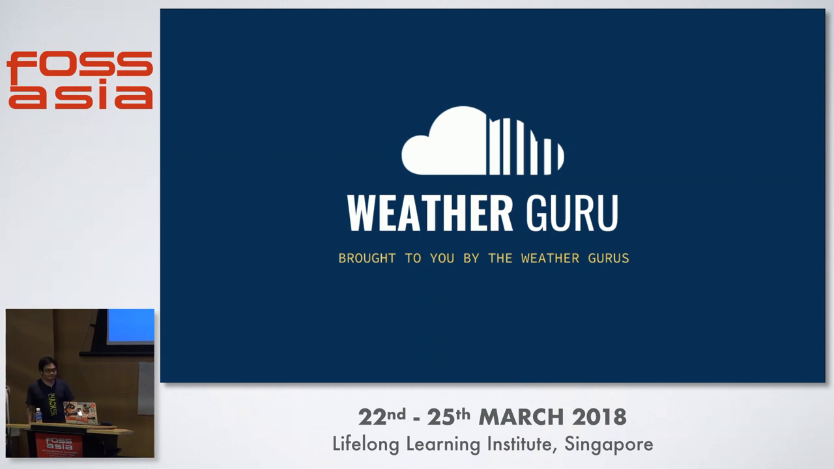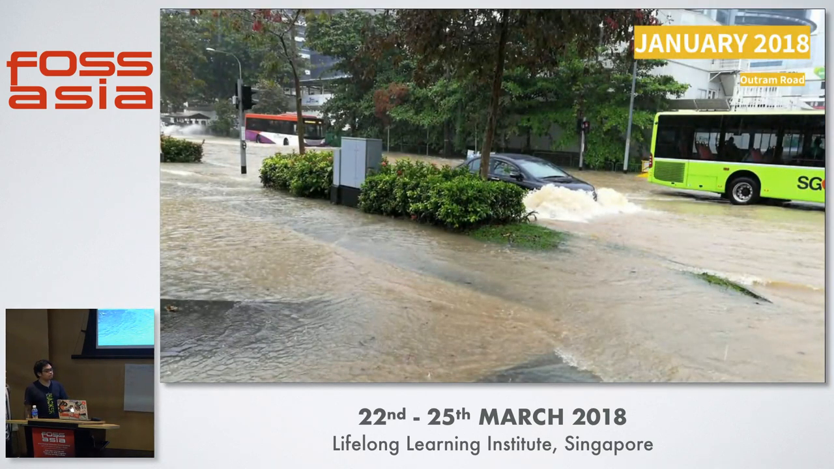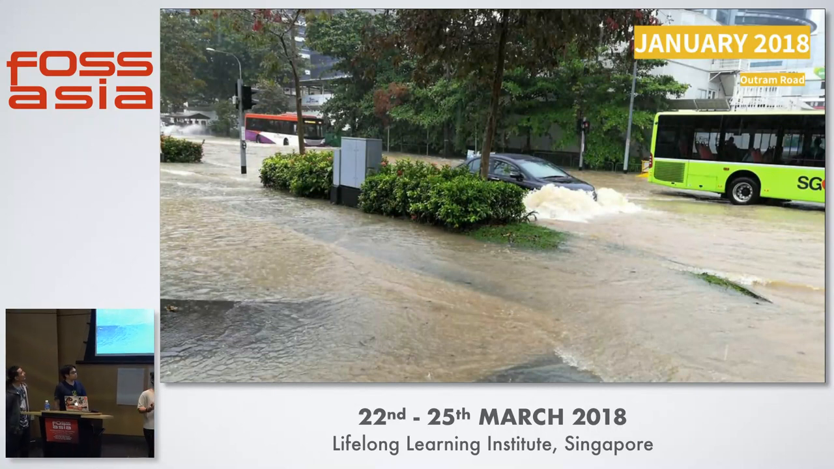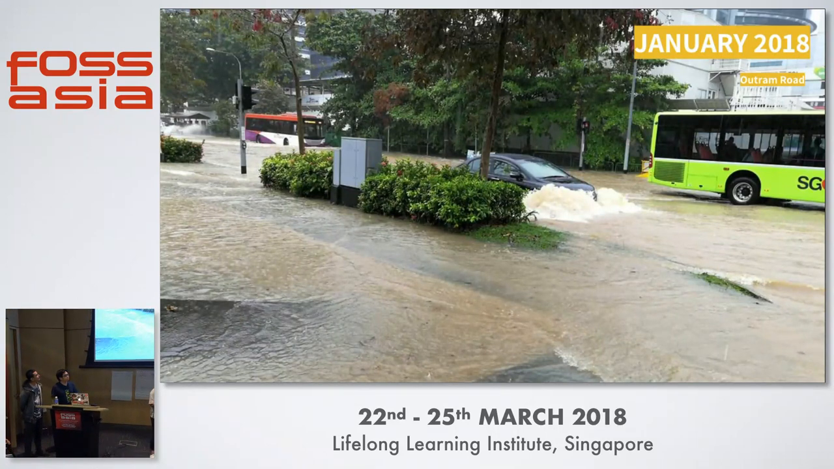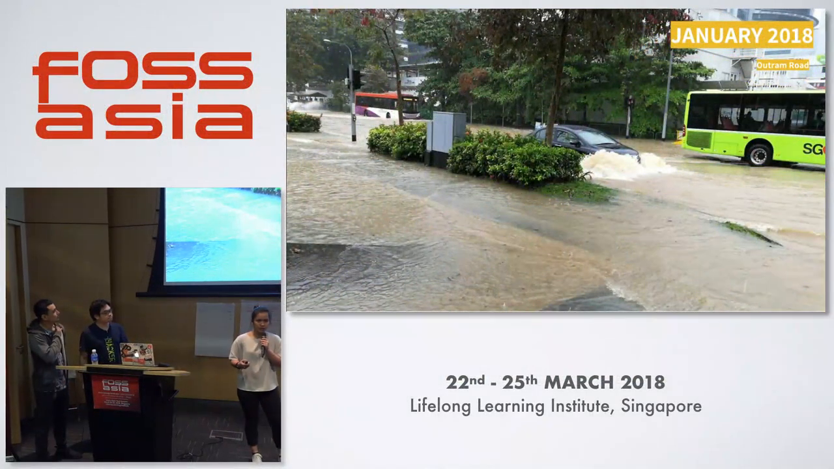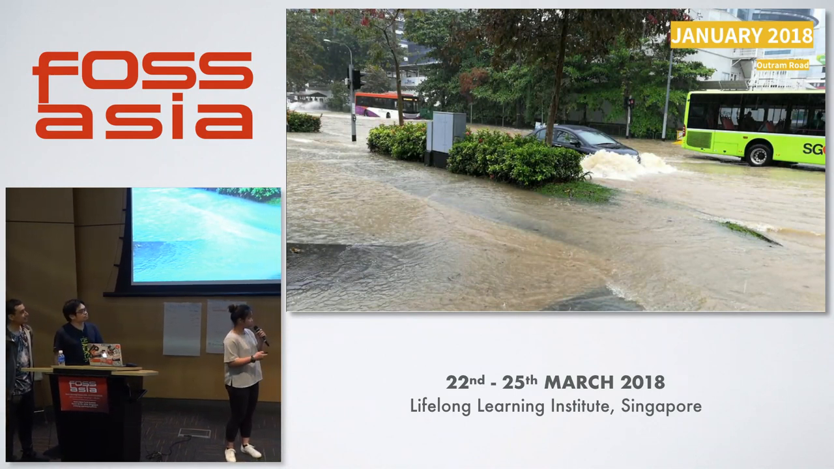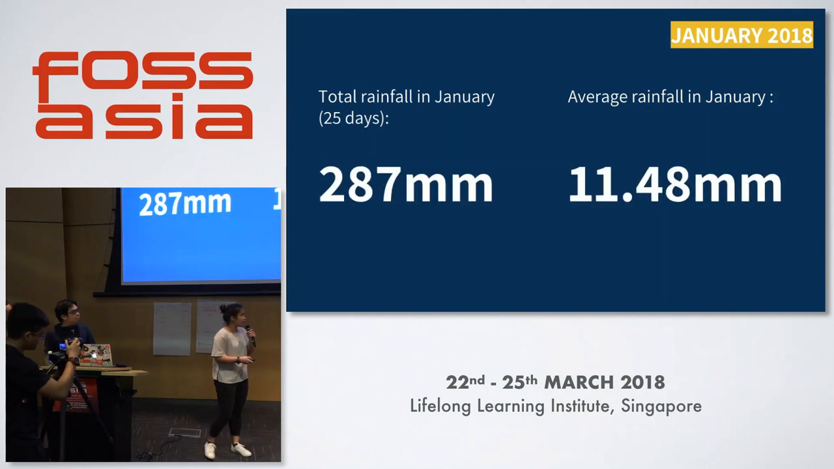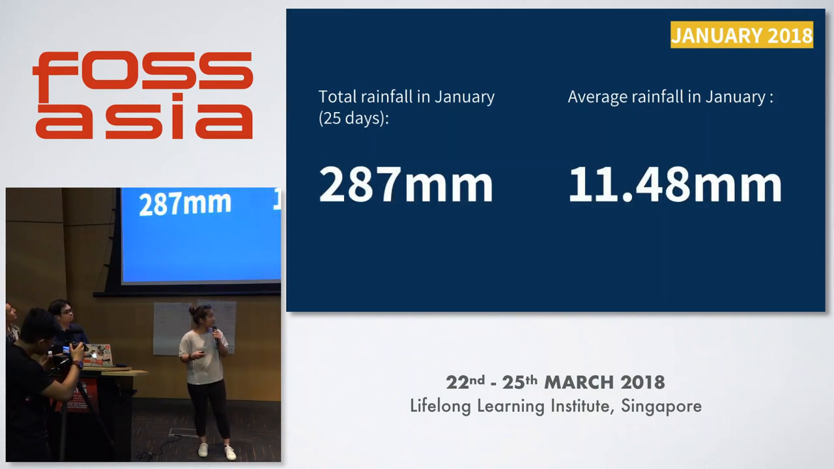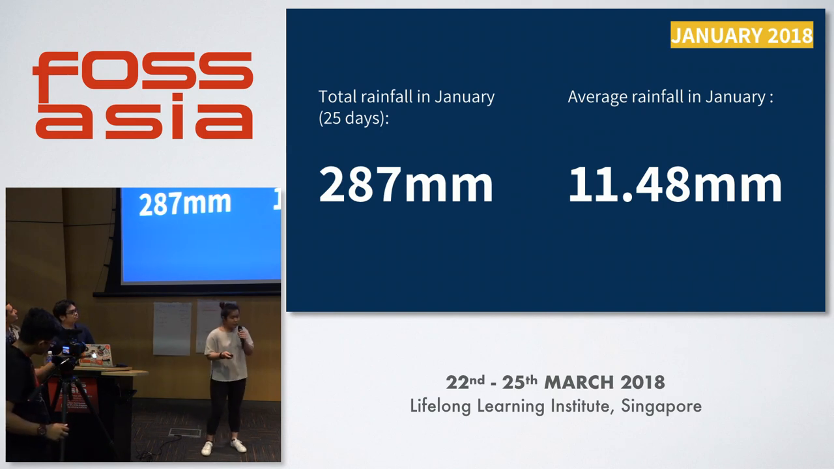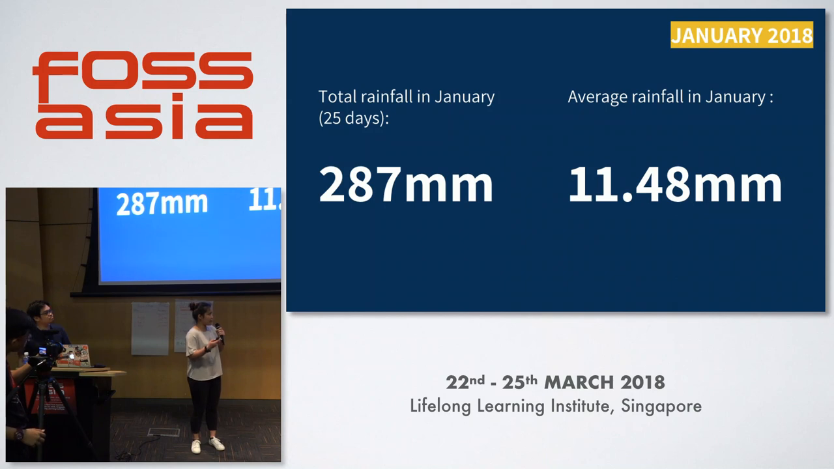Okay, so before we actually start on what we want to talk about, our tool rather, I just want to give some context to where our tool can be used. So this is an image of Singapore in January 2018. Floods don't usually happen in Singapore very often. For those of you who live in Singapore, floods don't happen very often. However, based on the data that we saw and collected, in January alone it was raining 25 days, and the amount of rain collected was about 287 mm, and on average, that's about 11.48 mm per day when it rains.